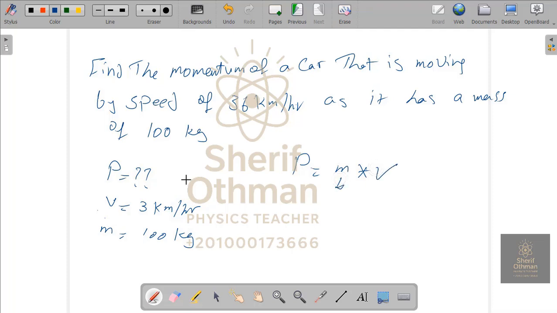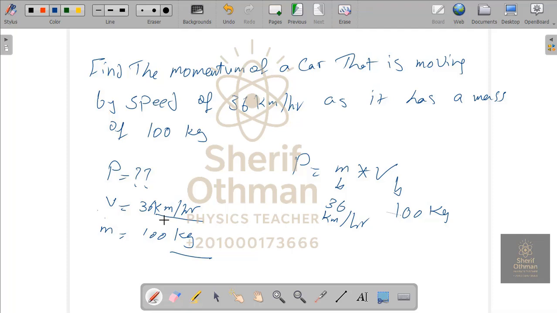By solving this problem this way, you're going to make a mistake, because kilometer per hour does not match with kilogram.